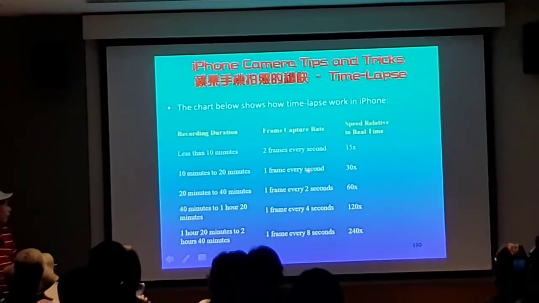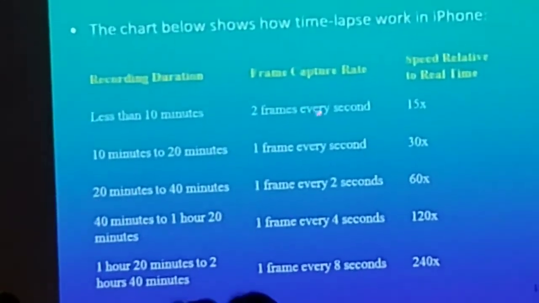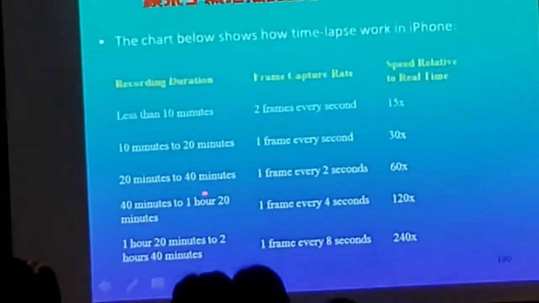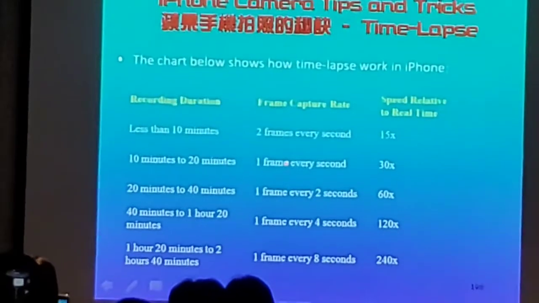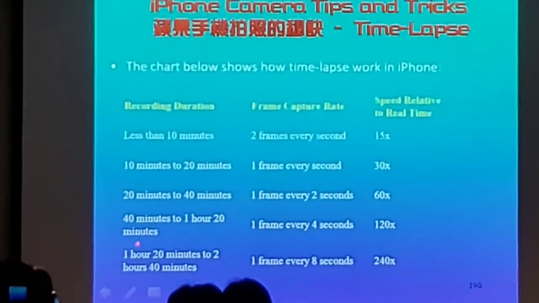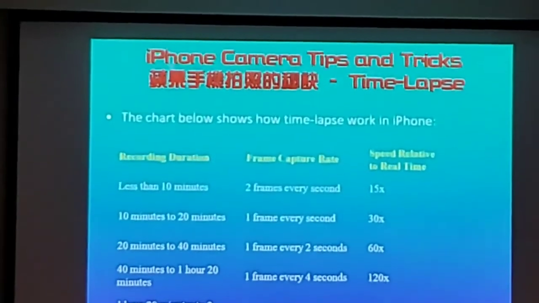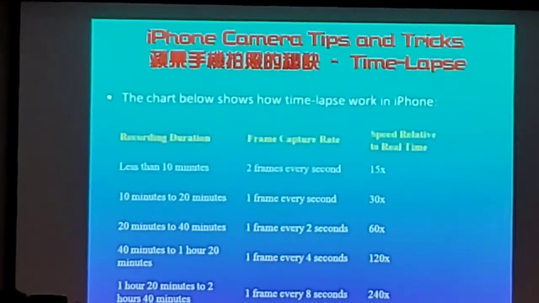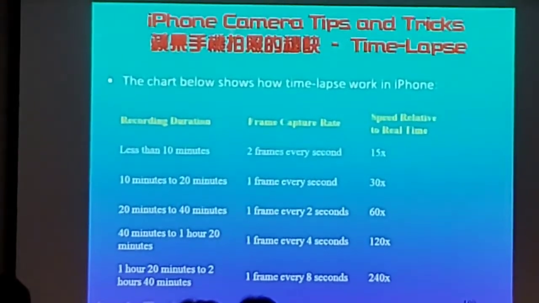The iPhone adjusts that. If you only take it less than 10 minutes, it's 2 frames per second. And if you do it longer, 10 to 20 minutes, it's 1 frame per second. And if you go to 1 hour, it's 8 seconds per frame. So it adjusts. And those you come up with the video that you just saw.